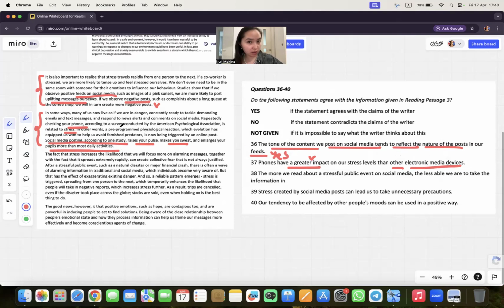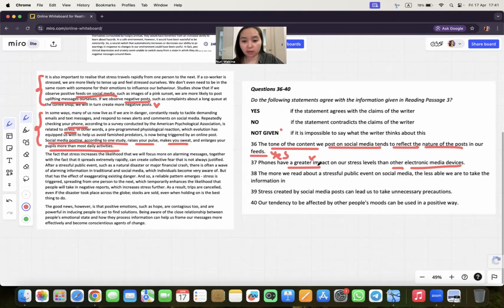So this is kind of a tricky one. As I mentioned, I hate deciding whether it's no or not given. I really hate that. So let's read again. Posting, according to one study, raises your pulse, makes you sweat, enlarges your pupils more than most daily activities. We don't have enough information. So you choose not given when you don't have enough information, as opposed to no, where it's not true according to the passage, as you know.